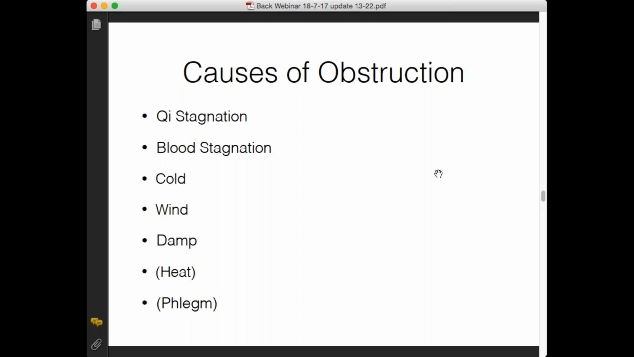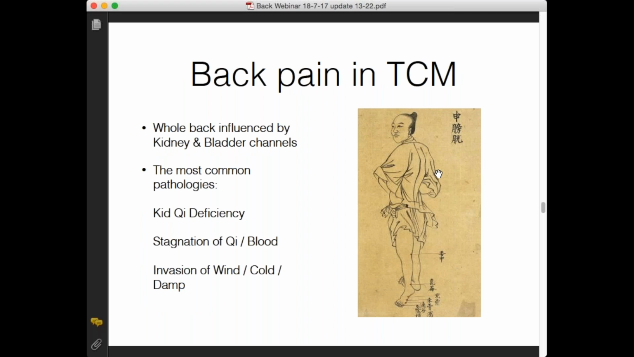Okay, let's see what we've got next. Qi stagnation and blood stagnation can come more from internal causes, can't it? Emotional causes as well. Yes, absolutely. And obviously we tend to relate any kind of stagnation with the liver. Yes, because the liver is in charge of the free flow of qi. So here is a list of the TCM syndromes, the most common ones.